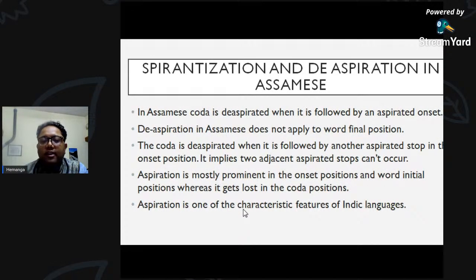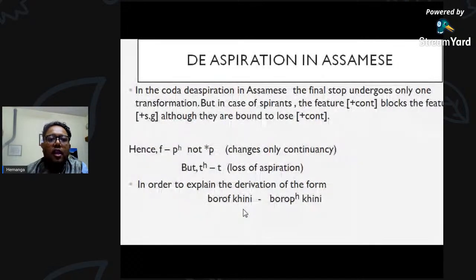As I have told you earlier, we have the aspiration distinction or the laryngeal distinction in most of the Indic languages. Hindi has, Bangla has, Assamese has, most of the Indic languages have this aspiration distinction. But in the coda in Assamese, the final stop undergoes only one transformation, but in the case of spirants, the feature plus continuant blocks the feature aspirated glottis, although they are bound to lose plus continuant.